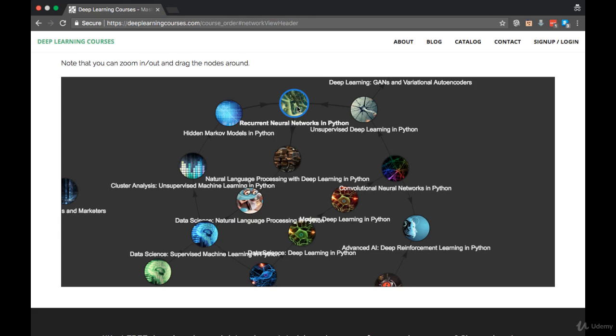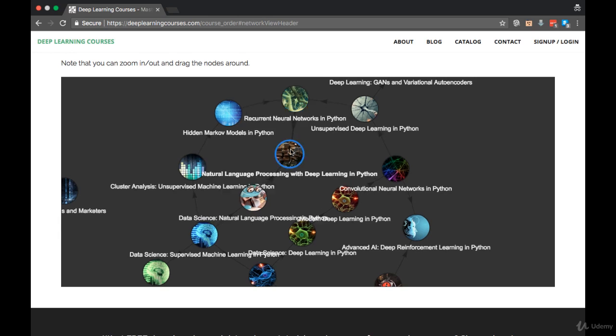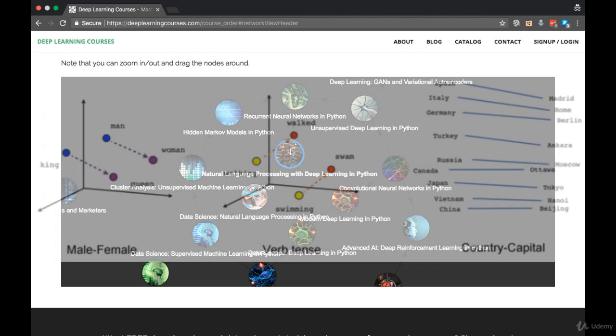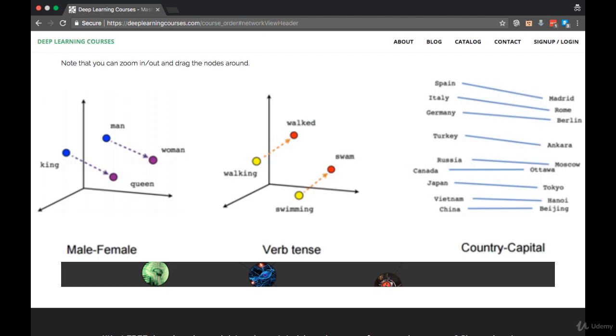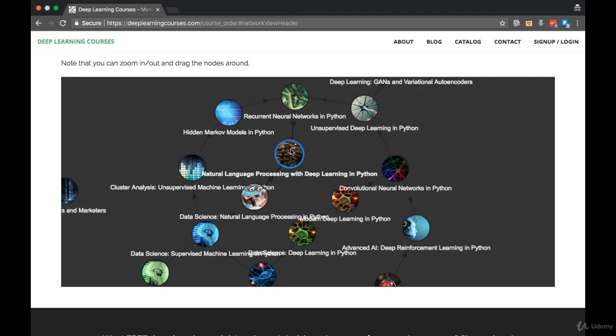Once we've studied RNNs, we can go even deeper into how deep learning can be used on text. That's the next course, Natural Language Processing with Deep Learning in Python, or Deep Learning in Python Part 6. In this course, we look at a very important concept called word embeddings. These allow us to turn words, which are categorical variables, into vectors, which are numbers that a neural network can read.